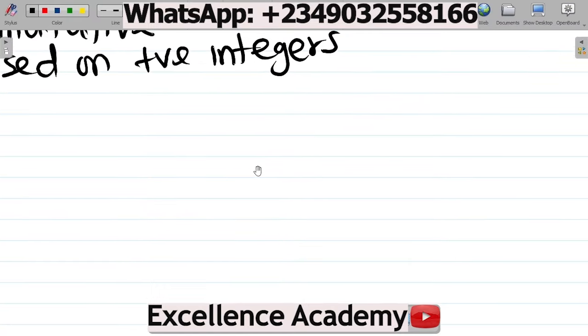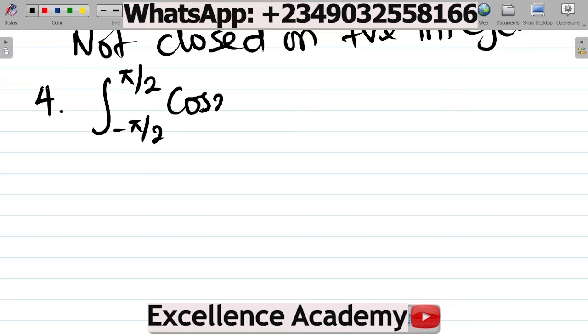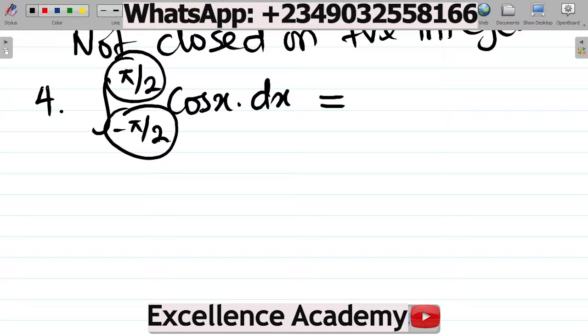For question number 4, we have the integral from minus pi over 2 to pi over 2 of cos x dx. So how do we solve this question? The first thing we do is ignore the limits. So ignore the upper limit, ignore the lower limit for now. Let's just take the integral of cos x dx.